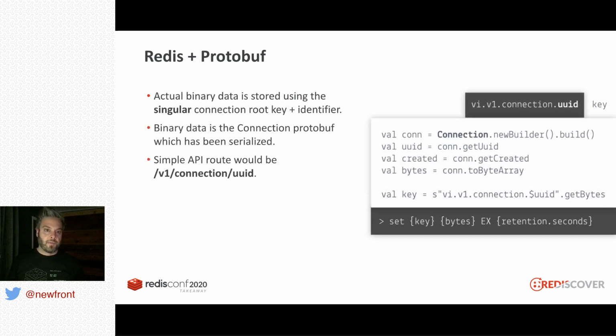So if you have the actual binary data stored as a singular connection, so vi v1 connection with that UUID, this is in kind of a simple world where we don't have to worry about clustering or anything else. So this is the most basic. We have a connection object that's been built. All we're doing is identifying the UUID and the created date, and then we're converting that connection object back to a byte array. Then we're creating that key, and then we're setting the key in the bytes with any kind of retention second expiry.